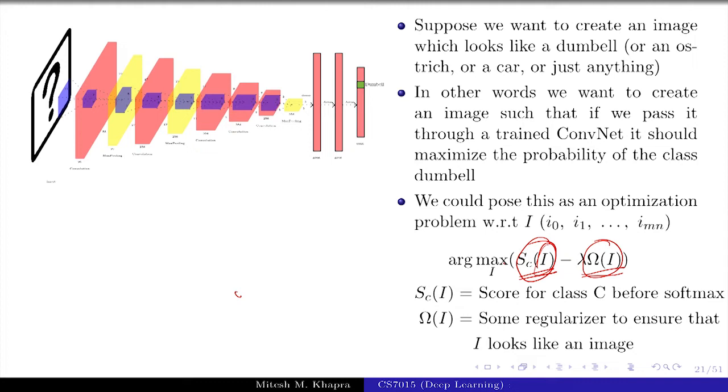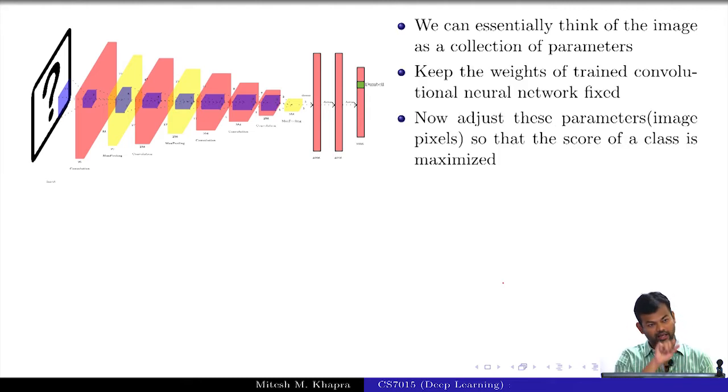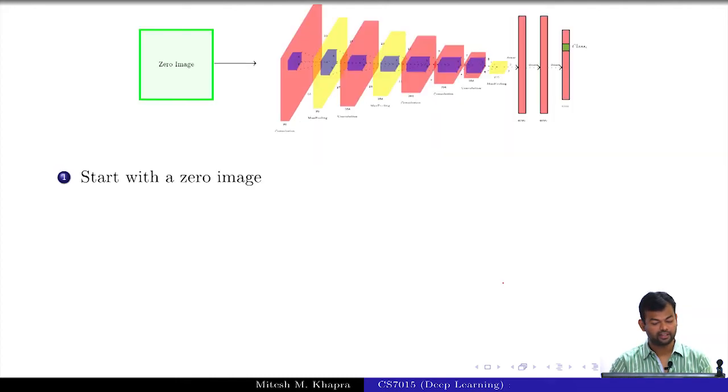And what are the parameters of this optimization problem? The input pixels. So far we had always been doing W, B, but instead of W, B, you now have I as the parameters of your optimization problem. Is that fine? Now we can think of the entire image as a collection of parameters, and we can update the weights of this matrix, which is the image matrix. Let us see how we'll do it.